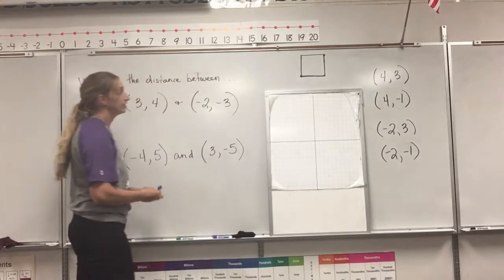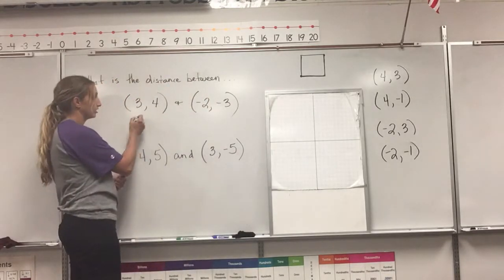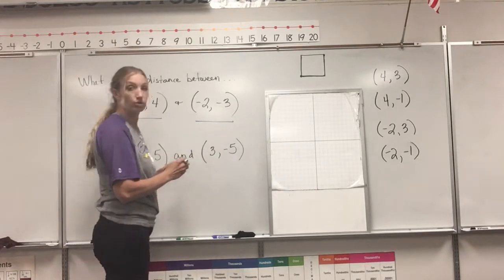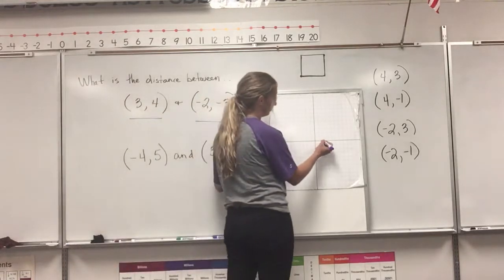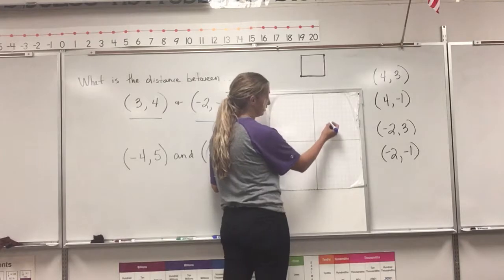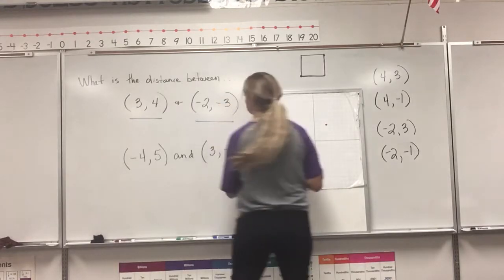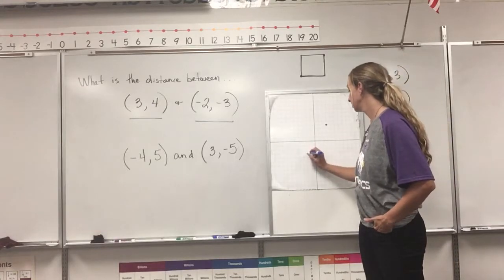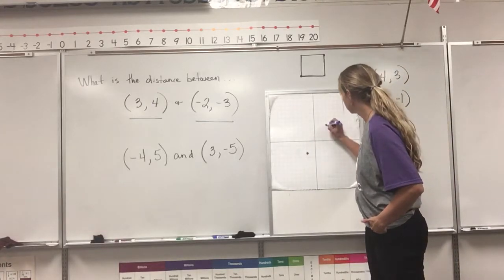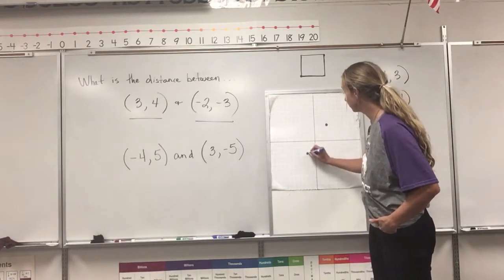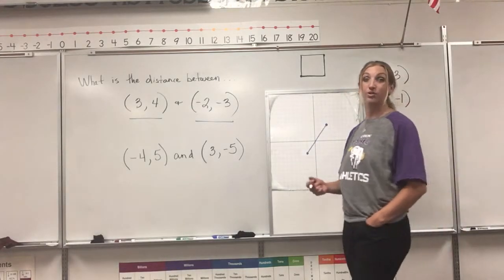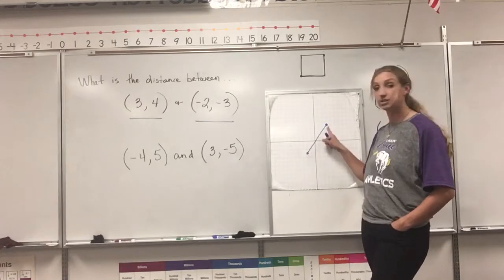I actually want to find the distance between the coordinates 3, 4 and -2, -3. So 3, 4. Get on the other side. And -2, -3. Those points are diagonal, and I want to know how far it is from this point to this point, but it's a diagonal line.